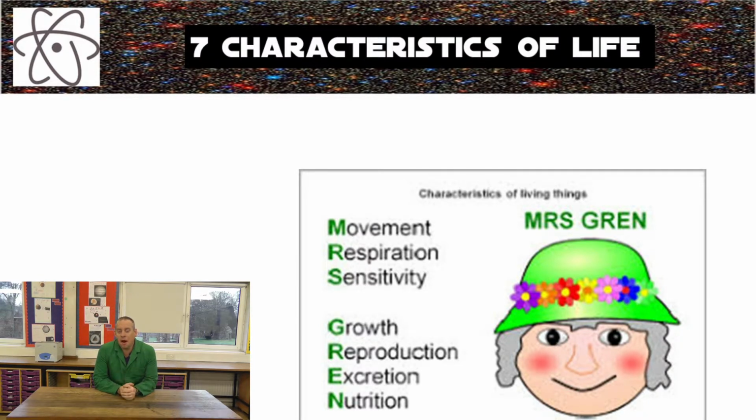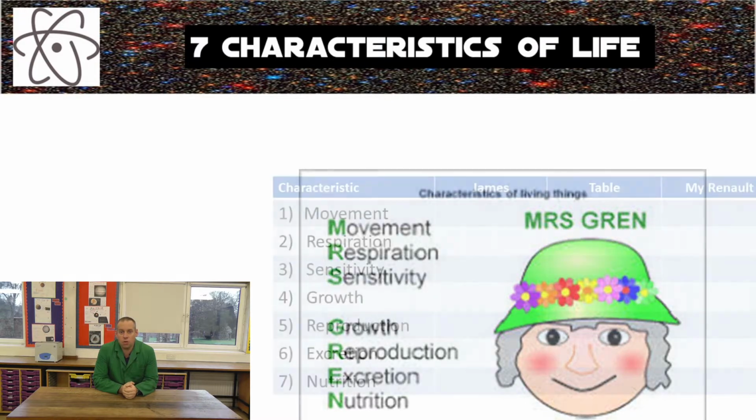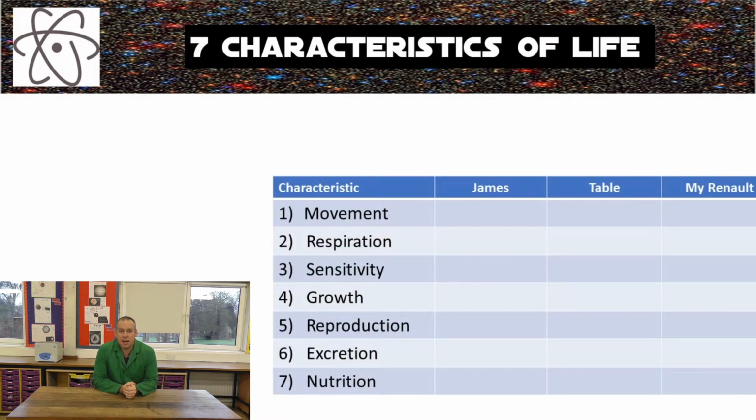Now, to be alive, the living thing needs to have all 7 of those. Now, here's an example. I'm going to put a table onto your screen. On this table, we're going to have 4 columns. The first column is going to be the 7 characteristics of life. So here we've got movement, respiration, sensitivity, growth, reproduction, excretion, nutrition, all the way down the first column.